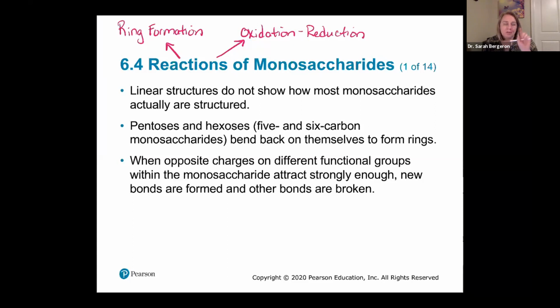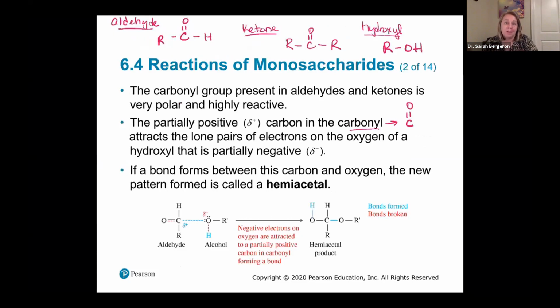So when we drew the Fischer linear structures, that's not really how sugars actually behave in nature. And so we're going to see that the sugars, when they're pentoses and hexoses, so 5 and 6 carbon monosaccharides, they actually kind of bend backwards and form a ring. And so the interaction occurs because of the opposite charges on the functional groups. And so if you have opposite charges and they attract enough, you're going to make a new bond, and there are some other bonds that are going to be broken. So we need to see what bonds are broken and what bonds are formed.